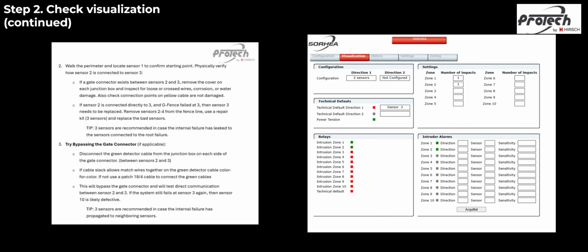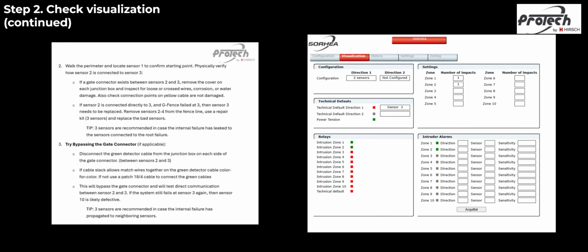If sensor 2 is connected directly to sensor number 3 and we fail that sensor number 3, then sensor number 3 needs to be replaced. Remove sensor 2, 3, and 4 from the fence line and use a repair kit to replace the bad sensors. 3 sensors are recommended in case the internal failure has leaked to the sensors connected to the root failure.